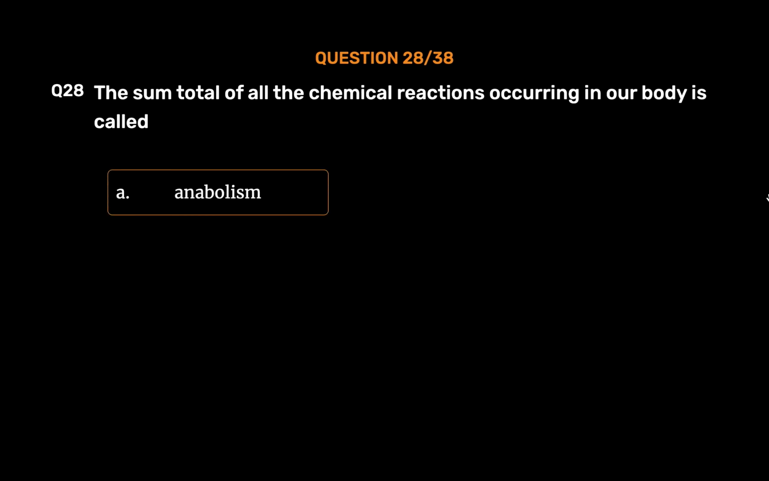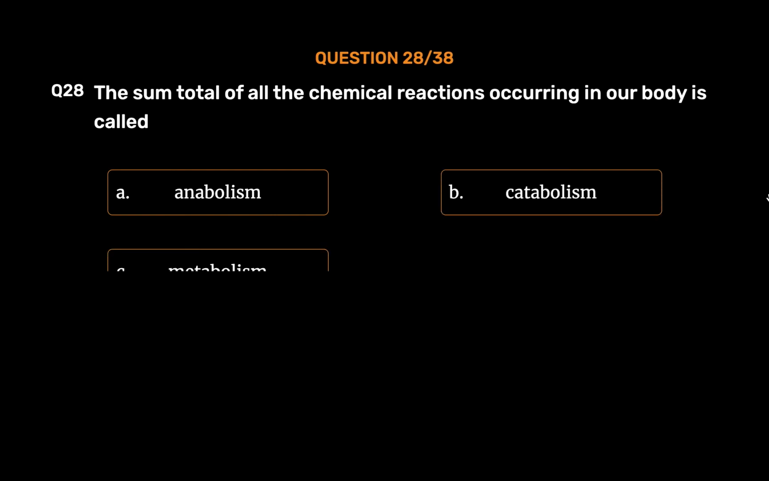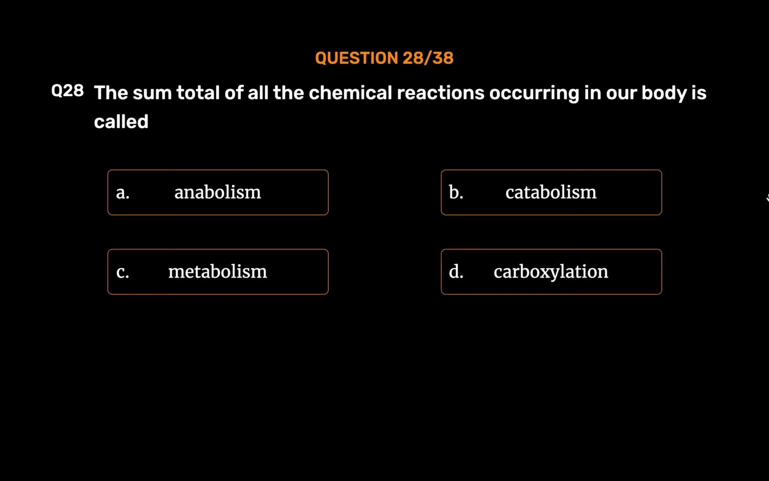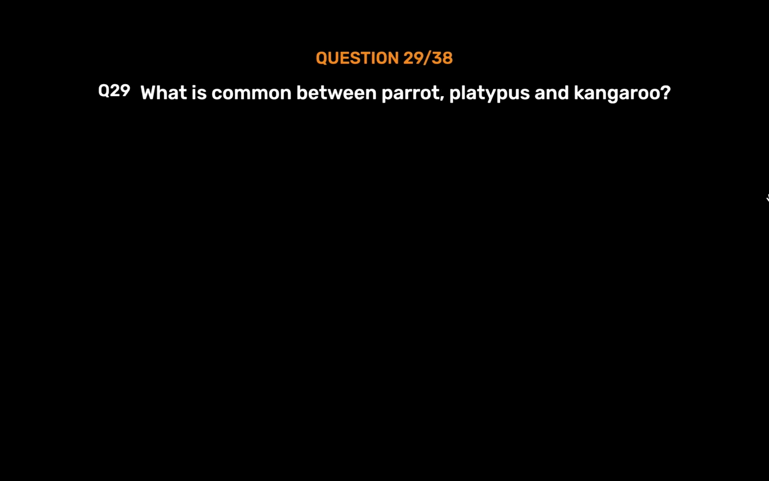Question number 28. The sum total of all the chemical reactions occurring in our body is called Option A. Anabolism. Option B. Catabolism. Option C. Metabolism. Option D. Carboxylation. The correct answer is Option C. Metabolism.